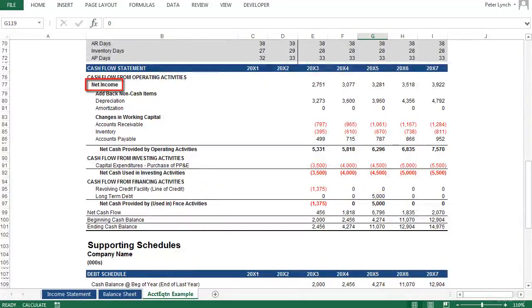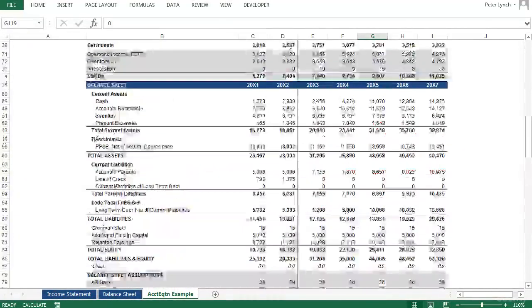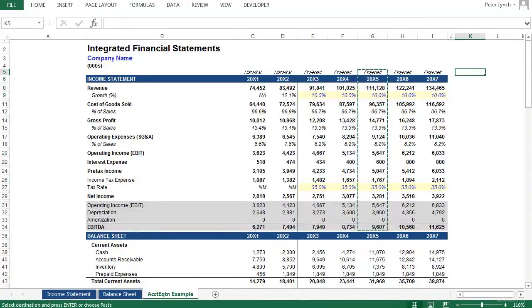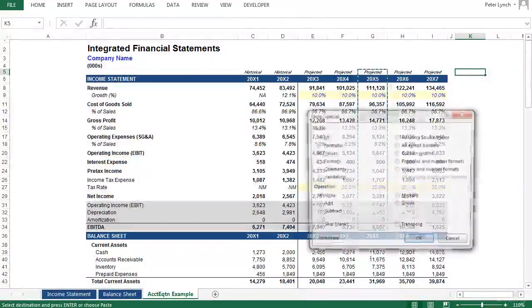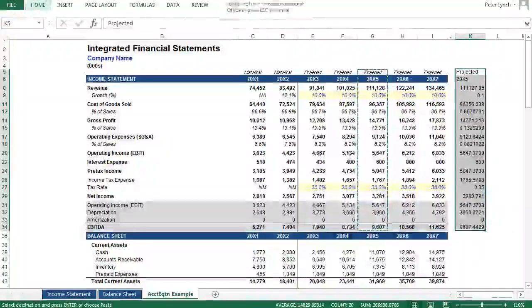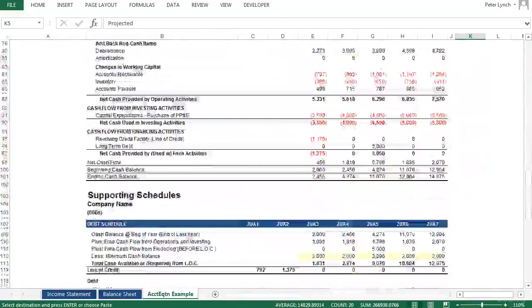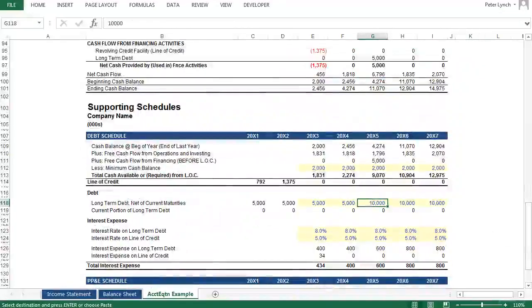Since the cash flow statement starts with net income, let's go to the income statement to see if we can identify the source of this discrepancy. To identify the difference, we'll select the appropriate period and paste the values to the right. Now let's go back to the debt schedule and reverse the increase. And as I hit enter, you can watch the $5 million cash inflow disappear.